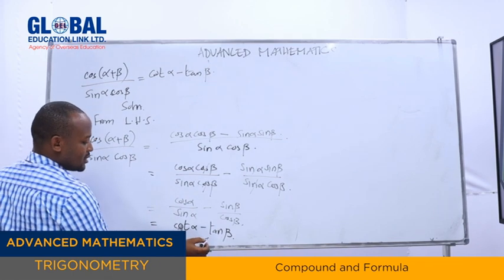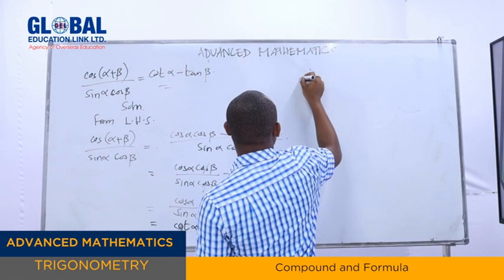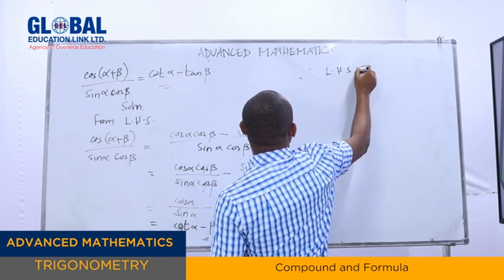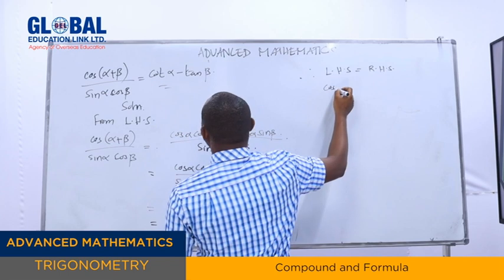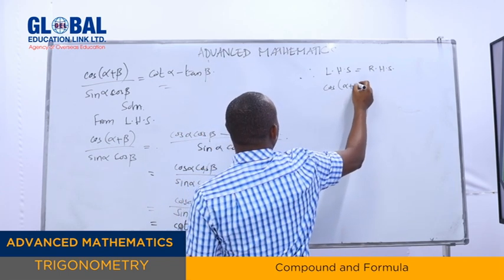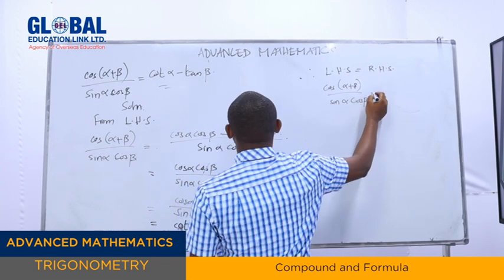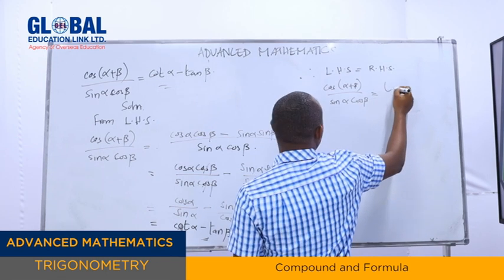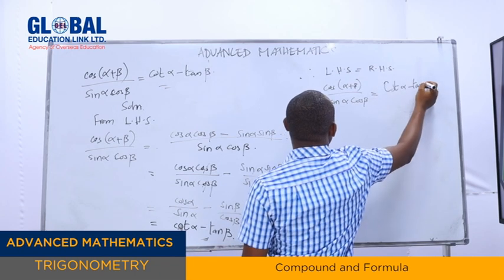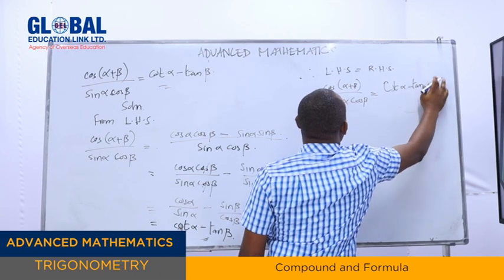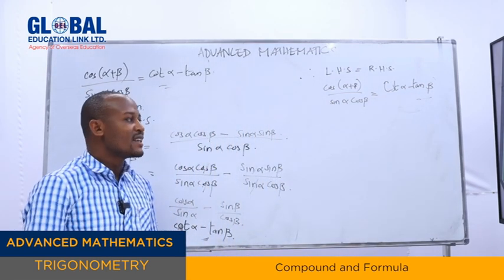So as you can see, these results are equal to that one. That means you are supposed to conclude, therefore left hand side is equal to right hand side, and then we have cos of alpha plus beta over sine alpha cos beta is equal to cot alpha minus tan beta. This is how we conclude such kind of a question. Let's see the next example.